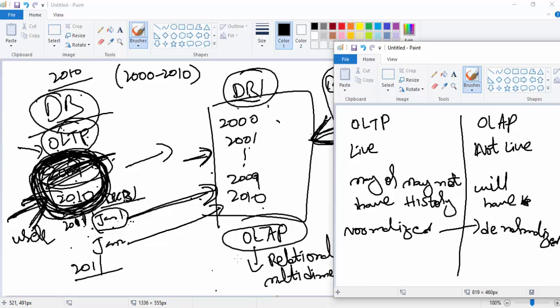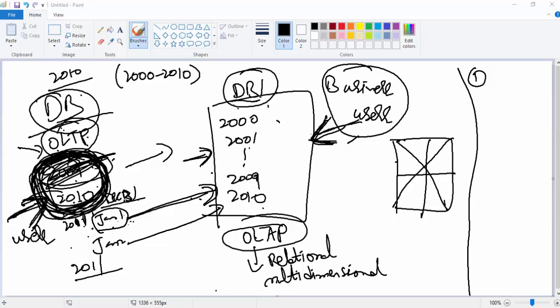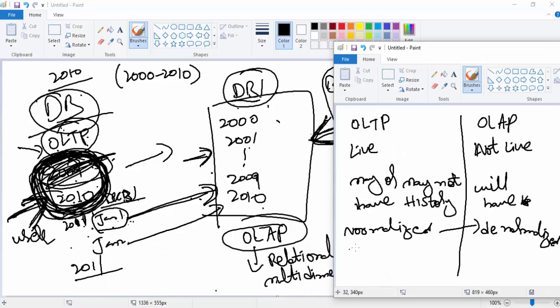And then OLTP is the original data where the users are going to use. OLTP is the original data, because this is the data where the users are going to enter it. This is the source of the data. OLAP is the data which is retrieved from the OLTP, but OLTP data is the data which our users are going to enter. This is direct data.